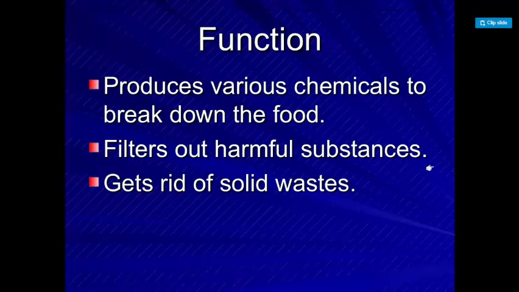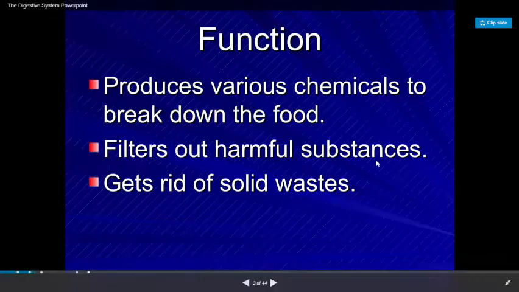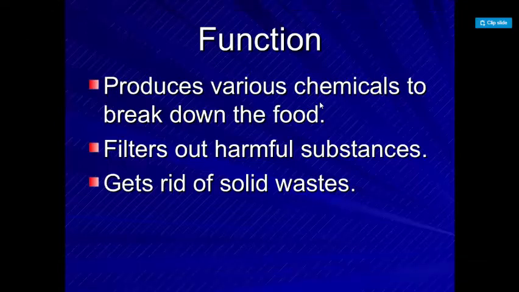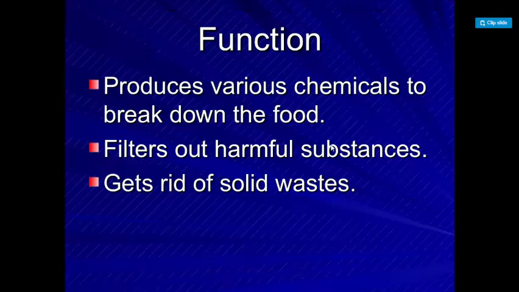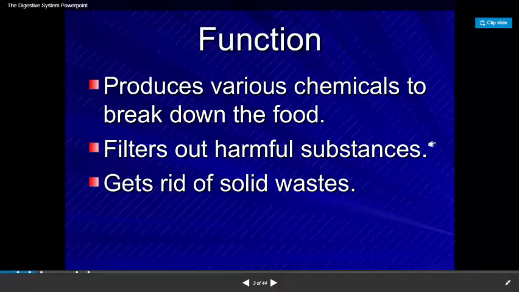The digestive system produces various chemicals to break down the food. What do we call the chemicals breaking down the food? Mainly they are enzymes, except for the HCl, which is present in the stomach and is an acid. They filter harmful substances. Of course, as you make food and make things available for the cells, you also make wastes, and the system gets rid of solid wastes.